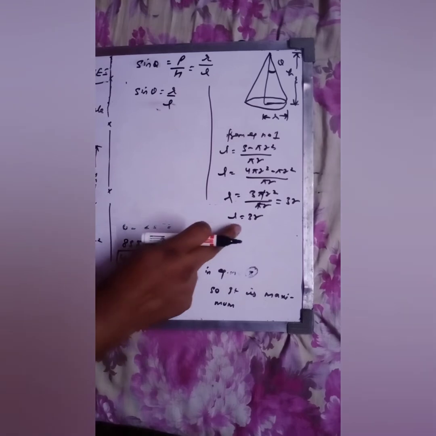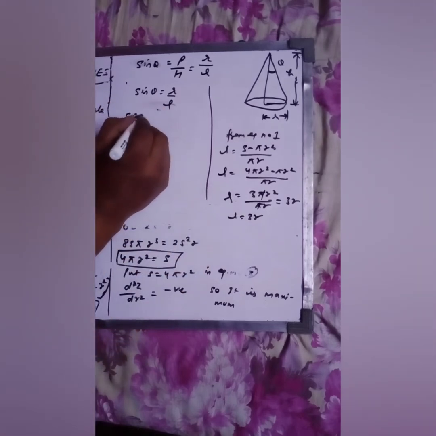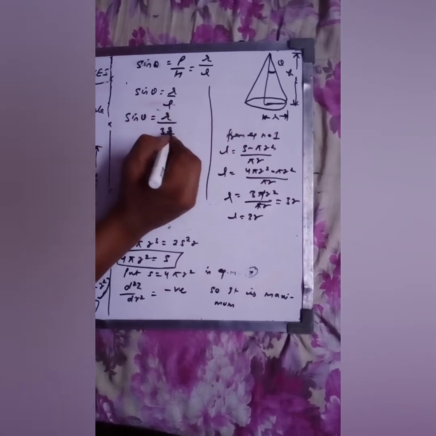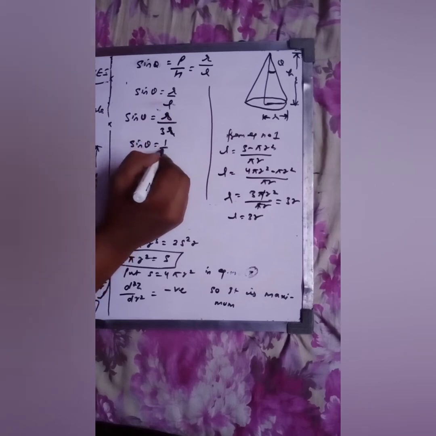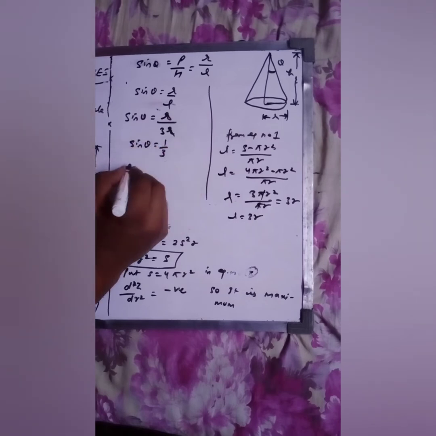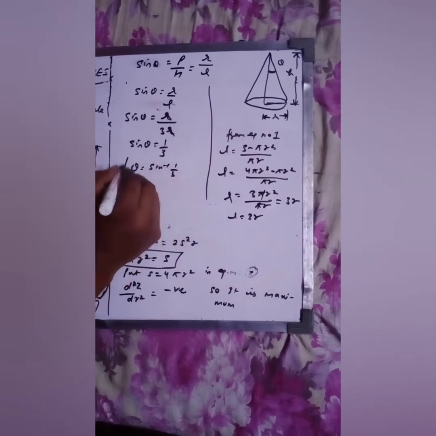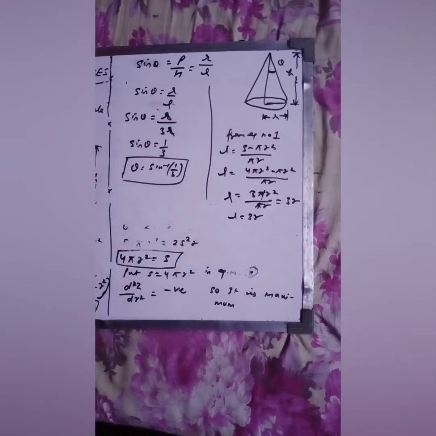Okay. Now you have to put this value of L in this equation. So sine theta is equal to r by 3r. So r and r will cancel out. Your sine theta would be 1 by 3, and your theta would be sine inverse 1 by 3. This is how you can prove this. Got it? So this was your question number 26.